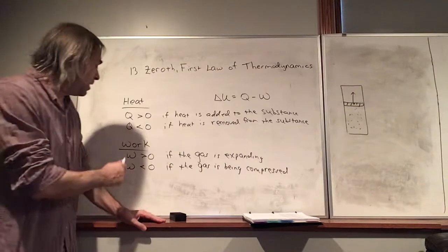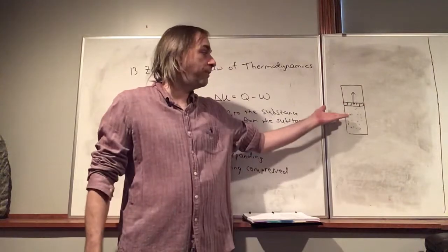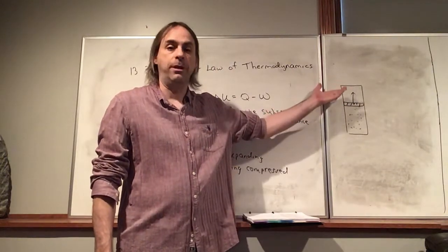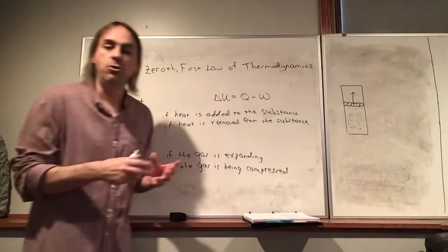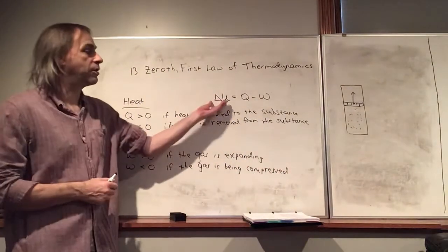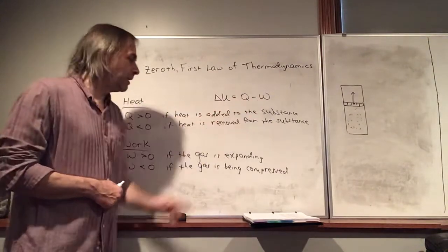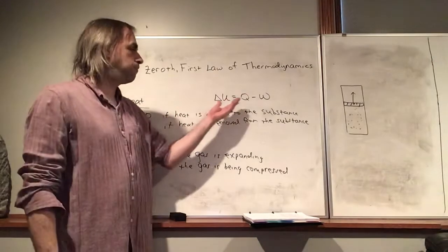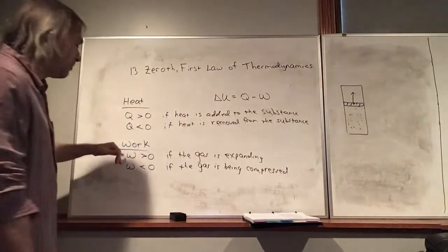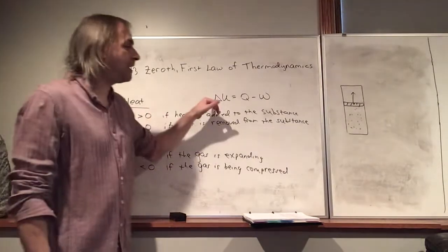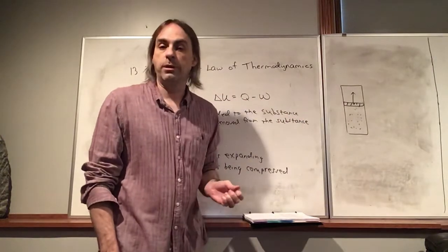Well, it's simple. Let's say the gas is expanding. So the gas is pushing on its environment, and it's doing work on the environment, so the gas is going to be losing energy. So its internal energy will decrease. And so again, just because of this minus sign, I knew that if W is positive, delta U is negative. So if W is positive, that means the gas is losing internal energy, which means it's doing work.